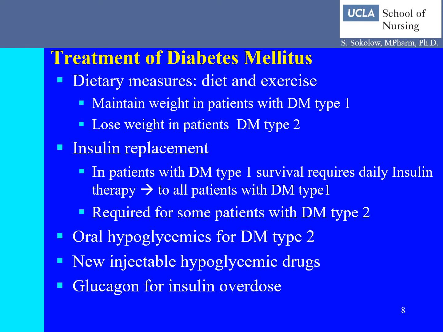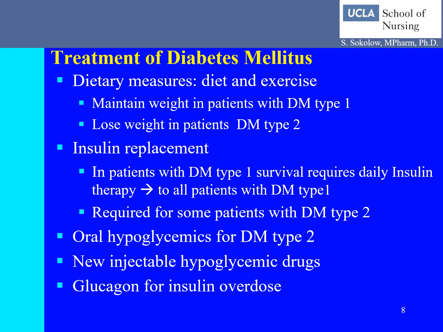Now, the treatment of diabetes, first of all, depends on which type of diabetes it is. And if the patient is obese, of course, diet and exercise is something that is very important to initiate, to help reduce the plasma glucose. Now, in patients with type 1 diabetes, usually they are not overweight and they may be on the lower side, and for them it would be to maintain the weight. Now, insulin replacement is also going to depend on which type of diabetes. So in patients with type 1 diabetes, their survival requires daily insulin therapy. So all patients with type 1 are receiving insulin therapy.